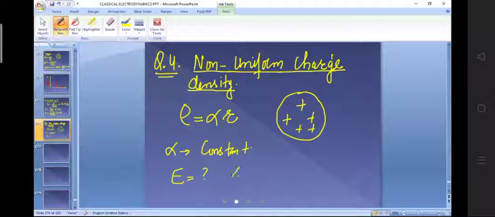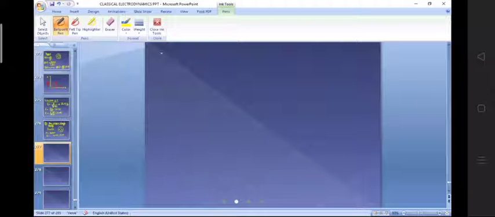Electrostatic field is equal to what when small r is less than capital R, and when small r is greater than capital R. Okay, so let's try it out. Pay close attention, beta, to how we will do it. Again we will use the Gauss law. Gauss law is simply like so. First, let's calculate the electrostatic field inside, small r less than capital R.